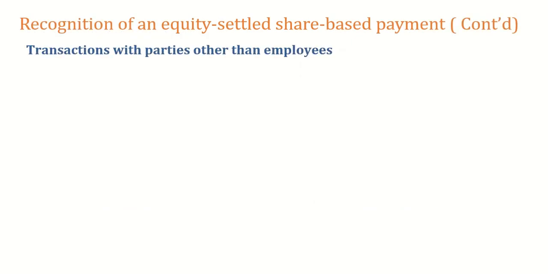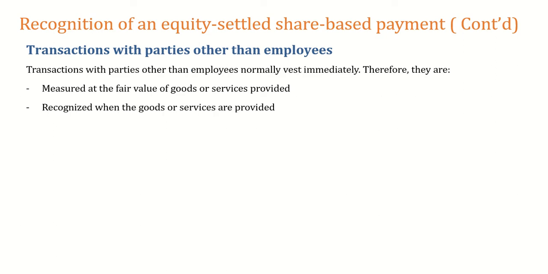Right, so what happens if there is a transaction with parties other than employees? For example, we buy goods for our company from a supplier. If we say, if you stay with my company for 3 years, I will pay for the goods I take today, will that supplier be willing to give us the goods? No. So transactions with parties other than employees normally vest immediately. If we take goods today, we have to pay today.